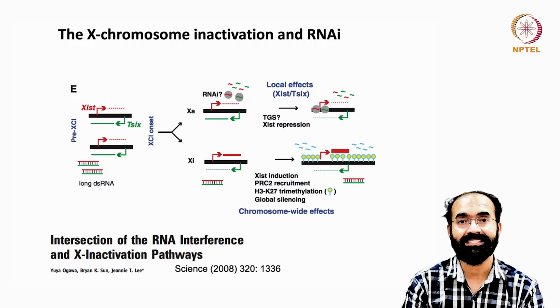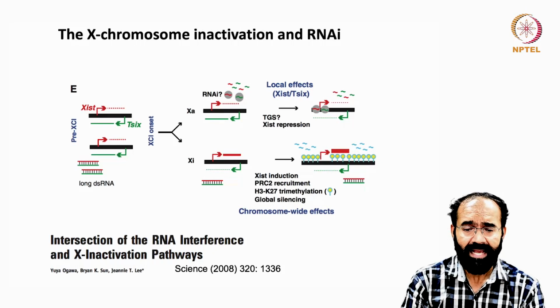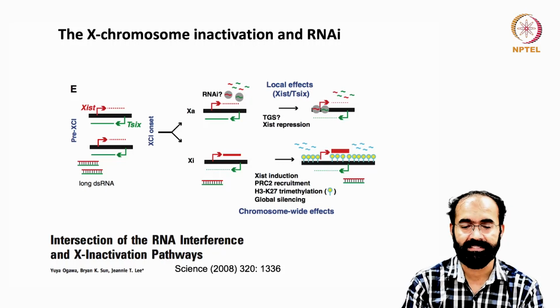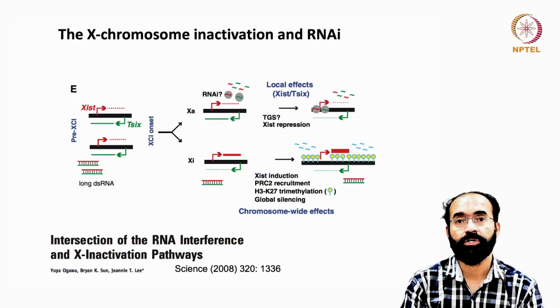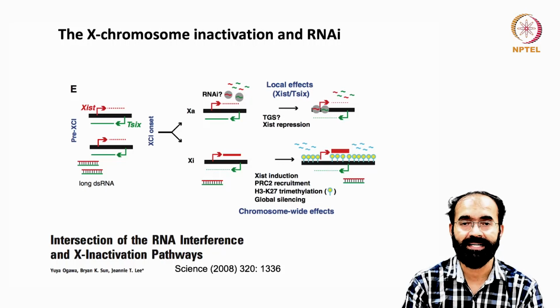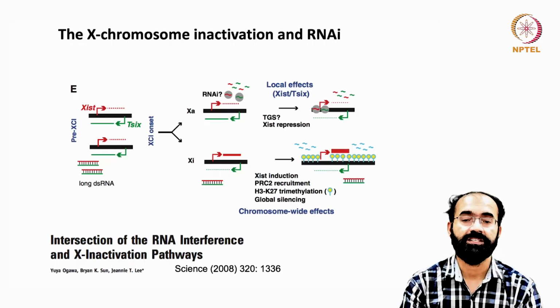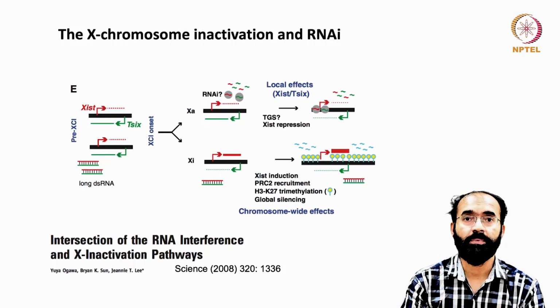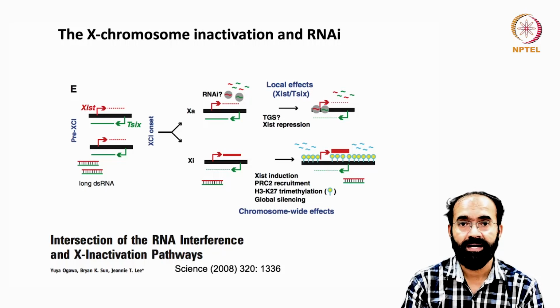On the other hand, X inactive, what happens? Xist induction happens and PRC2 recruitment of H3K27 trimethylation causes a global silencing, and this creates the compaction of the entire chromosome, that is Xi, X inactive, and this will lead to the inhibition of the entire chromosome. So gene expression will be prevented, only the coated Xist stays there. So Xist induction ensures the global change, unlike what you see in the case of Tsix expression.